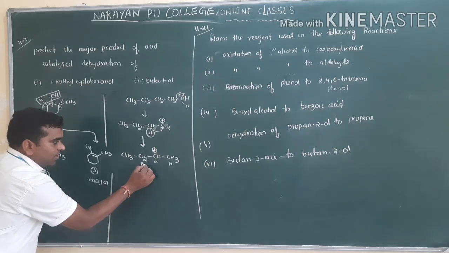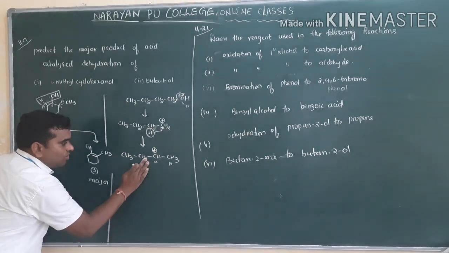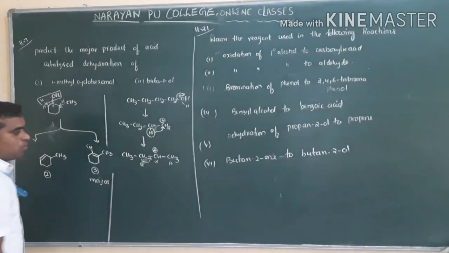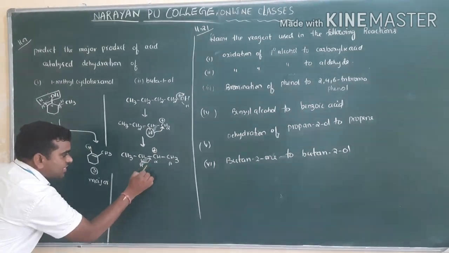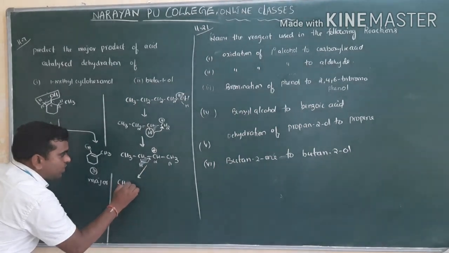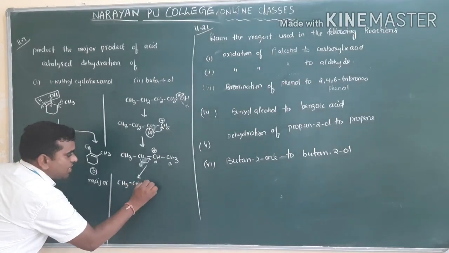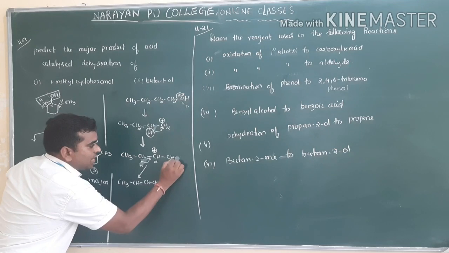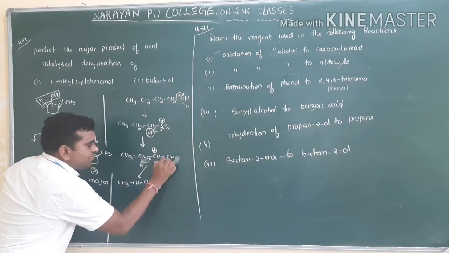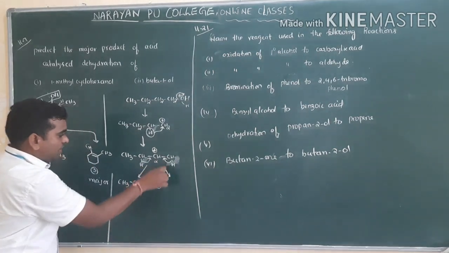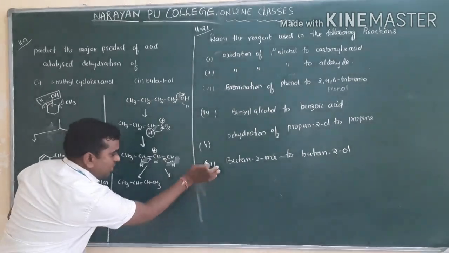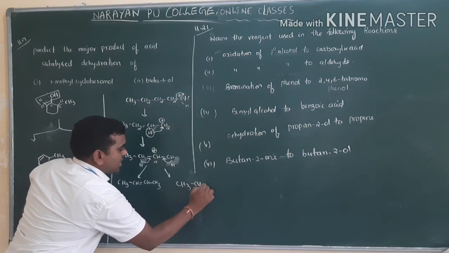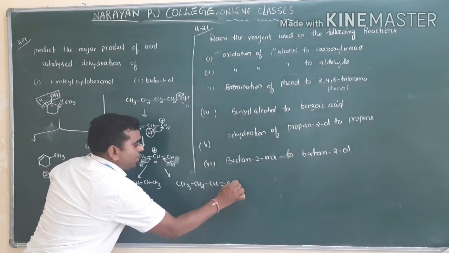This is alpha, this is beta, and this is beta. Clear? And if this beta hydrogen is removed, deprotonation, a double bond will form here. So if the double bond is formed here, the compound is CH3, CH double bond, CH3. Suppose the other beta hydrogen is shifted, then the product you will get is CH3, CH2, CH double bond, CH2.